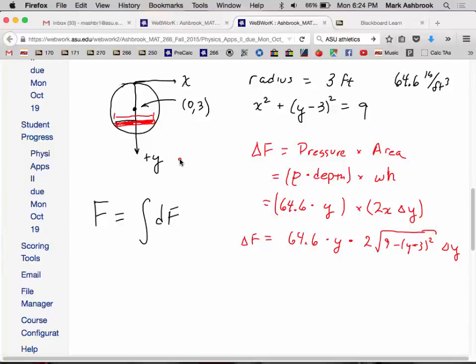So then the total force is the sum from what to what? 0 to 6. 0 is the top layer, 6 is the bottom layer.